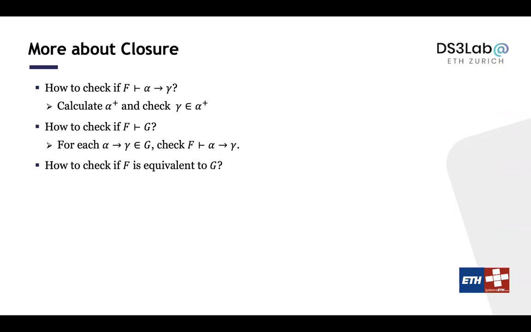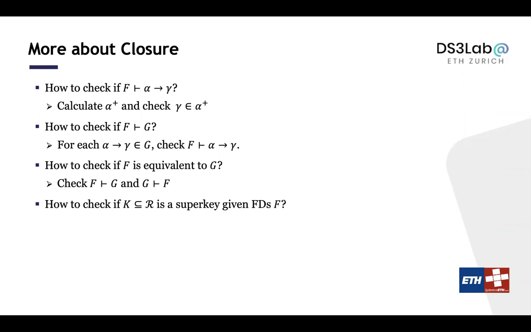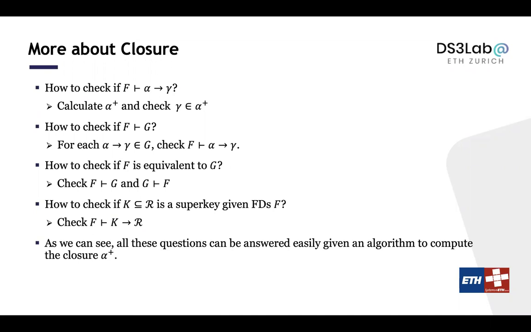And you can check whether a set of functional dependencies F is equivalent to another set of functional dependencies G or not. So how to do this, right? You first check whether F can derive G, and you also check whether G can derive F or not. Now we can also check if a subset of attributes K is a super key or not, given the set of functional dependencies F. So how to do it, right? You first check whether you can derive K to R given F using a very simple algorithm, right? That's the only thing you want to check if you want to check whether it is a super key or not.